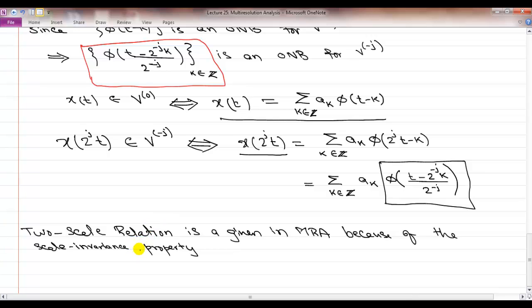So what does that mean? We'll just use a couple of properties to prove that. First of all, phi of t belongs to V0. And because of the multi-resolution aspect, anything that is in V0 is also in V minus 1. V minus 1 is a bigger subspace than V0, so anything that is in V0 has to be part of V minus 1, so phi of t also belongs to V of minus 1.